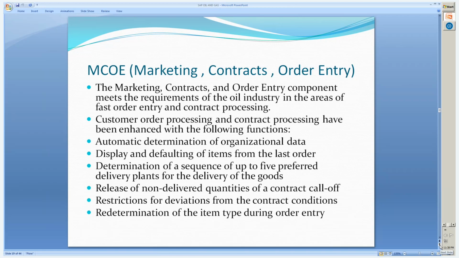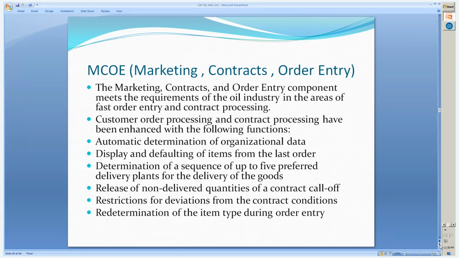The marketing, contracts and order entry, MCOE for short, is basically the order entry component. As a sales and distribution consultant, you may be aware of how you process sales orders. Here you're going to learn how to process sales orders with certain specific customizations and enhancements available for order entry, quick order entry, and also contract processing. So contract processing and sales order processing are the most important focus in MCOE.